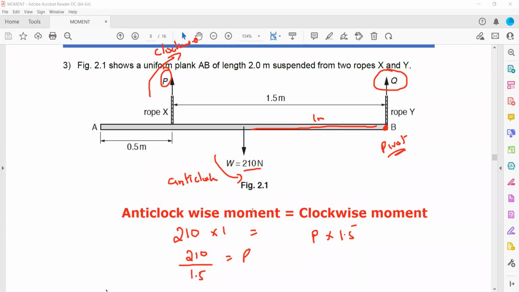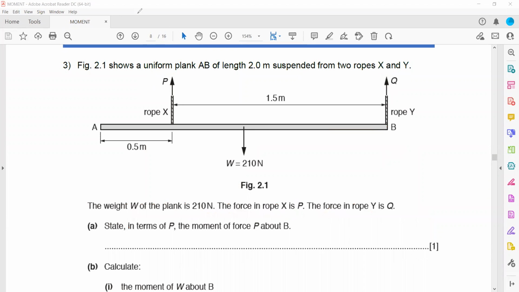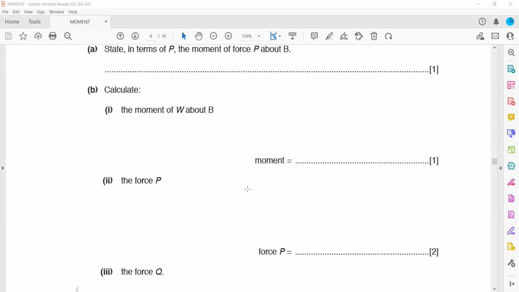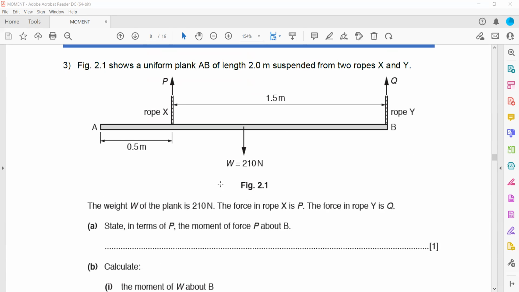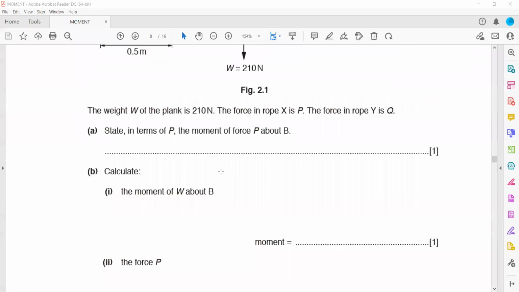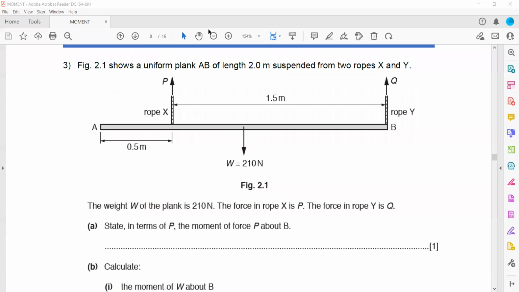$140. So the force P equals 140 newtons. We work out the force P, that is equal to 140. And the last part, we need force Q. So we already worked out this is 140, this is 210, and Q is unknown.